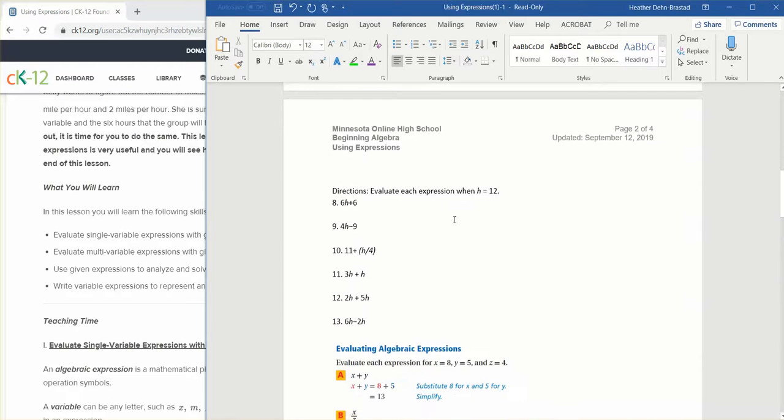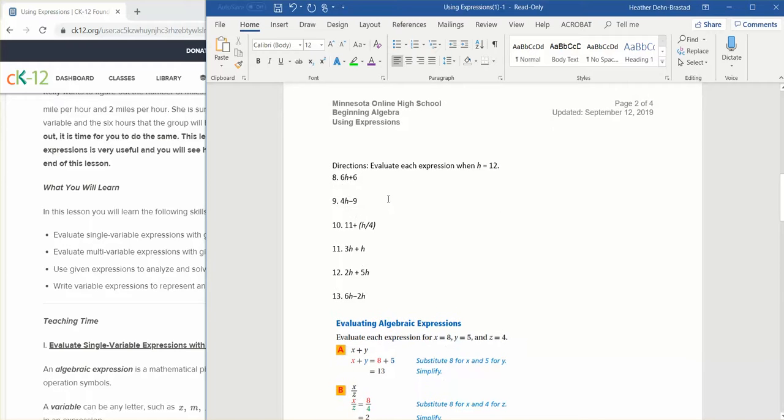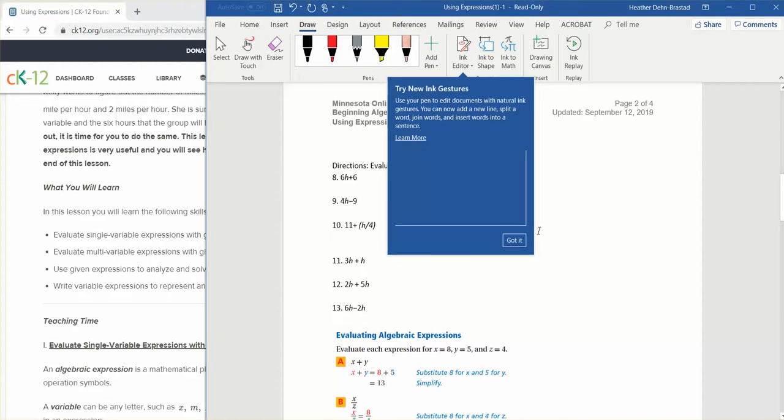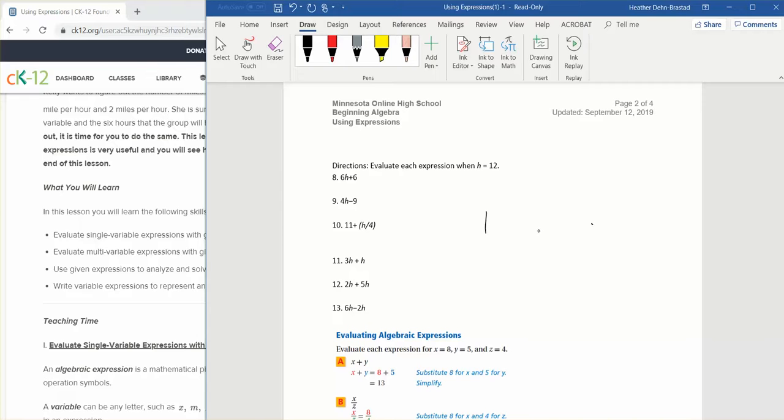The second section is exactly the same, except now we're going to have a different variable, in this case h, and it's equal to 12. But you work these problems the same way. Let's look at number 10 because this looks a little different. When it says h and then that /4, that means h divided by 4. Another way to write this, if you were writing on paper, you would write this as 11 plus h over 4. It might look like that.